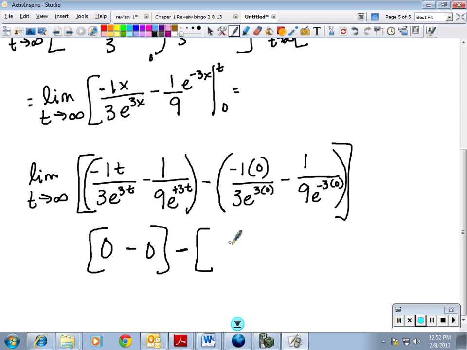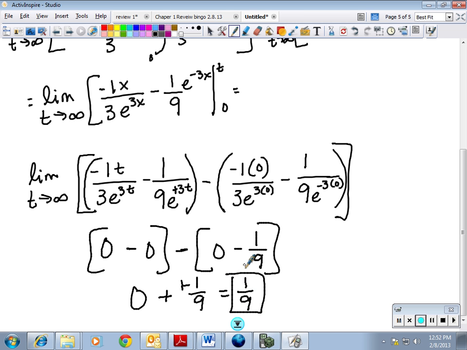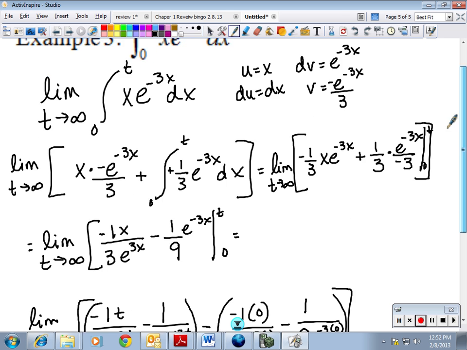Minus negative 1 times 0 is 0 over 3, which is 0, minus 1 over 9, e to the 0 is 1, so it's just minus 1/9. So this is 0 minus negative 1/9, which is going to be a positive 1/9, and that is my answer. Yay, it took me a little bit to get there, but I am there.